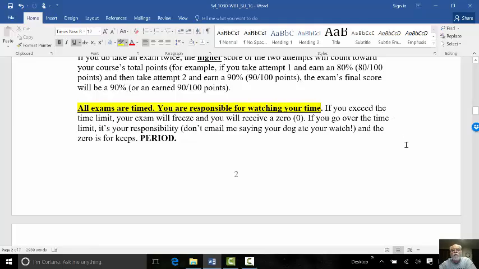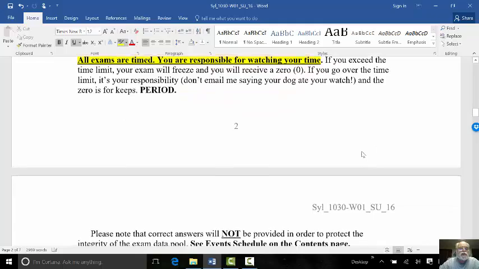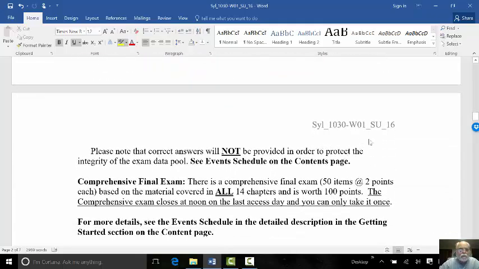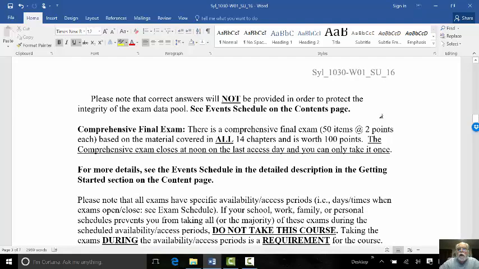Okay, if you go over, the system, which does this automatically, will just give you a 0, and there's nothing I can do about it. Please note this, that all exams, their scheduled dates and their times are all noted in what is called the event schedule. And so please take a look at that, and I'll have a video on that one too.